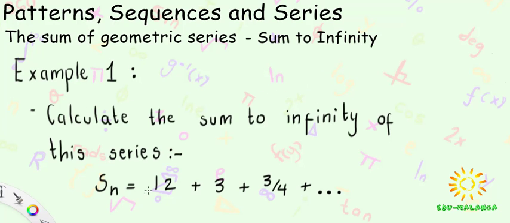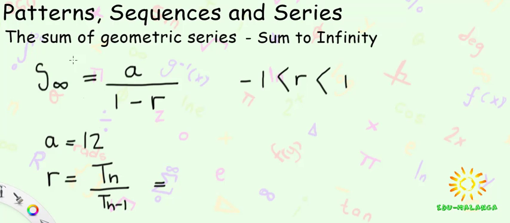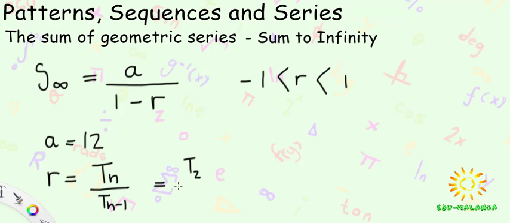So we need to find a according to the formula. A we can simply read off there. A is equal to 12. And what is r? R we must calculate ourselves, and that's equal to term n divided by term n minus 1, which is basically the term that you're looking at divided by the previous term. So let's choose to look at term number 2. We're going to have term 2 divided by term 1, which is the previous one.